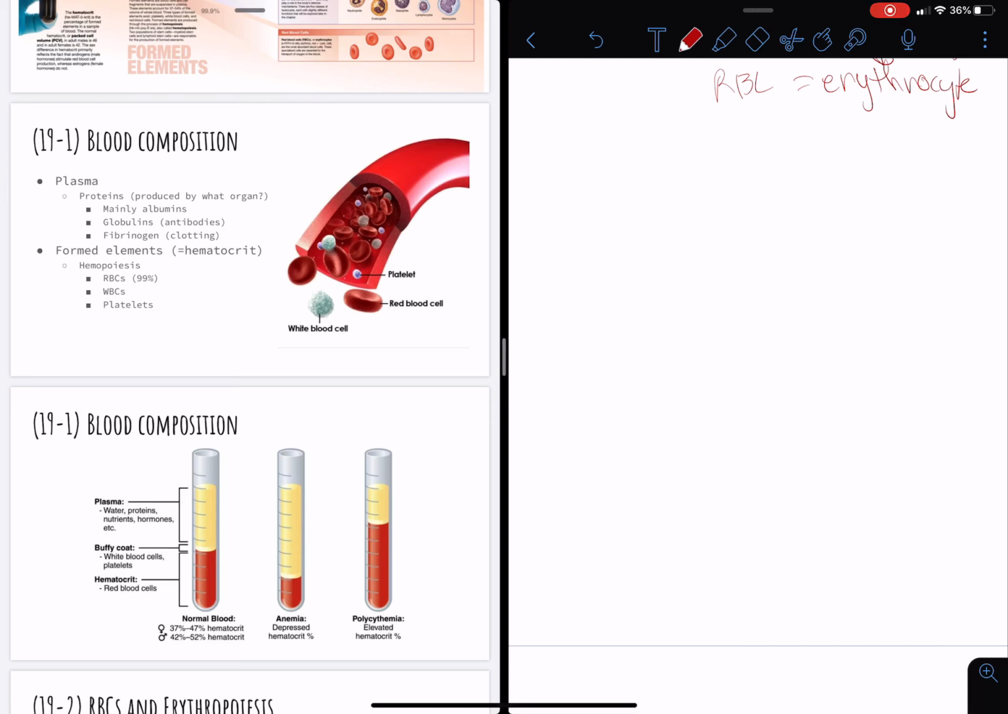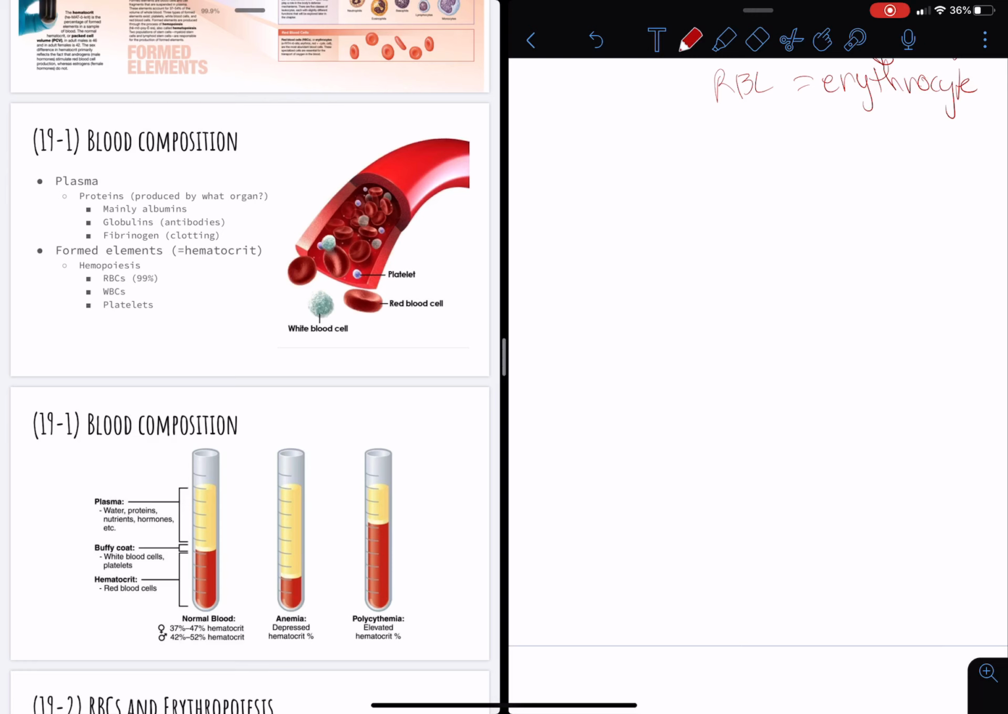Albumins we'll mention whenever we talk about transporting thyroid hormone. Globulins we don't talk about too much in detail. We actually just refer to them as antibodies, and we'll talk about antibodies a lot more in depth whenever we get to chapter 22. And then fibrinogen is what we'll talk about whenever we get to the clotting section of this chapter. The picture on the right just kind of shows you a three-dimensional view of what's going on in a blood vessel and what you would see if you were looking at the microscopic level of the different cells that would be within that blood vessel.